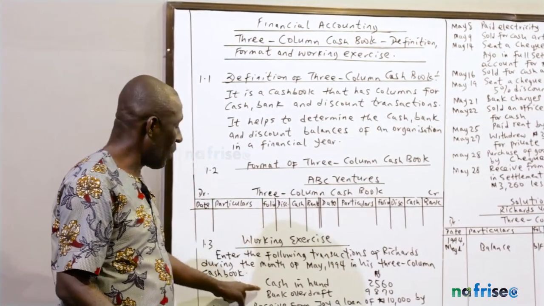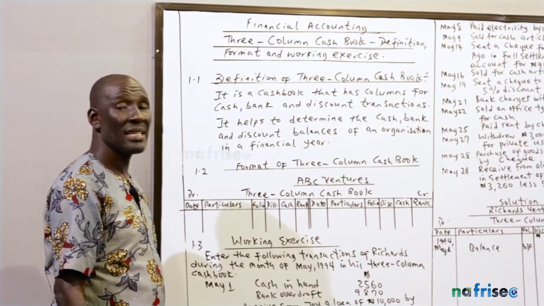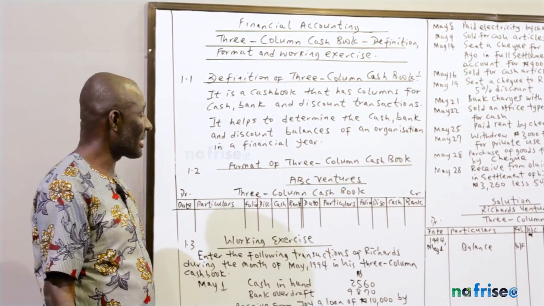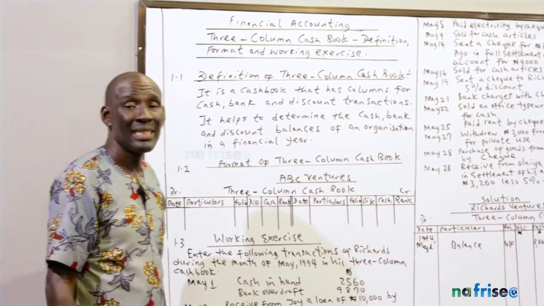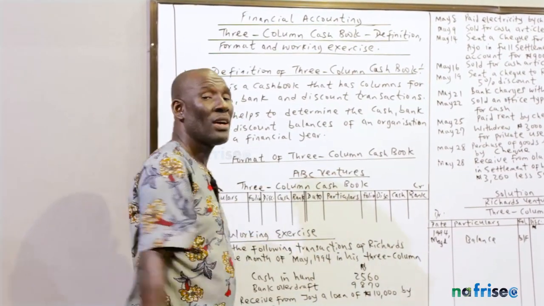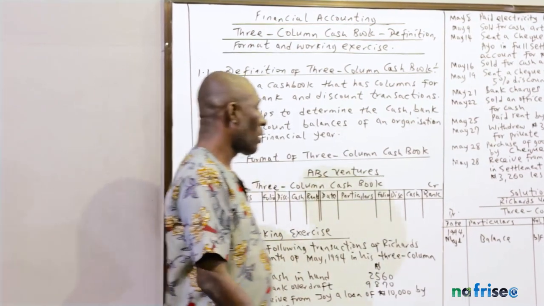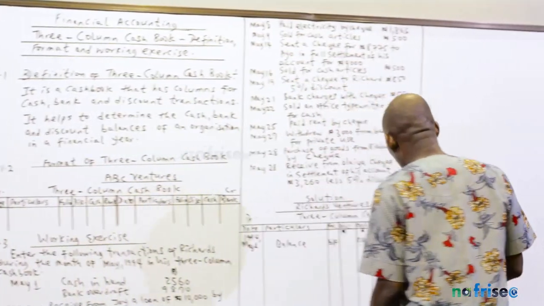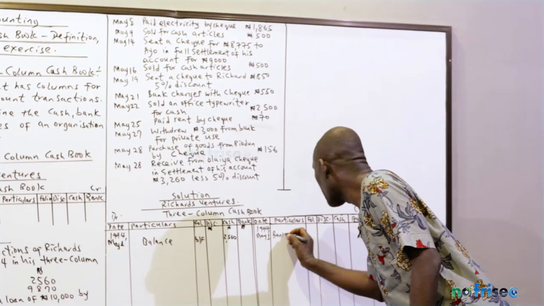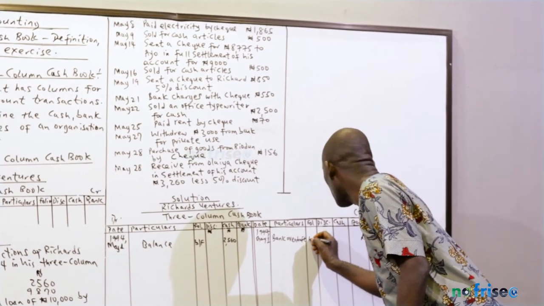Cash is an asset, so it will be on the debit side. Now, the same May 1, it also started with a bank overdraft of 9,870, which is a liability. It means that he has overdrawn his account to the tune of 9,870, and a liability has a credit balance, so it will appear on the credit side of the cash book. So here we have May 1, bank overdraft, brought forward.